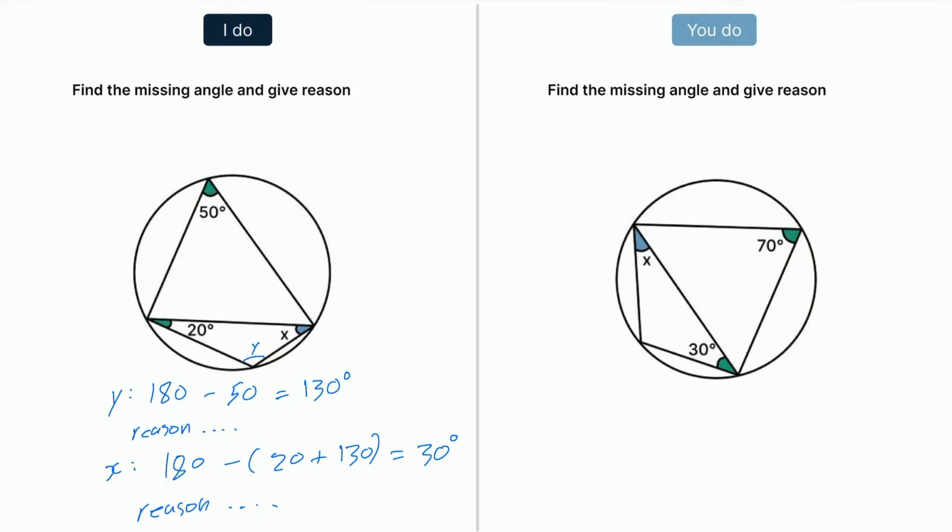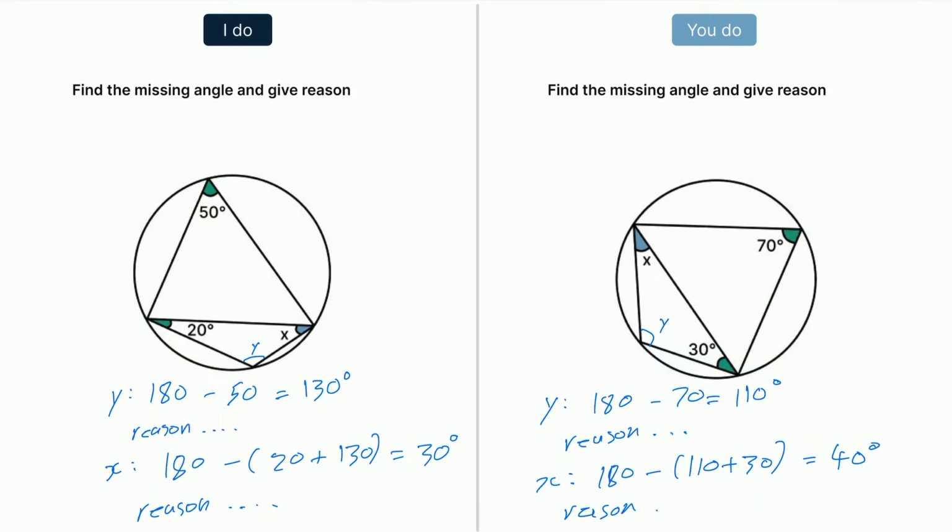So again, hopefully you press pause and had a go. I can just call this y, and then y would just be 180 take away 70, which is 110 degrees. And then again, please state your reason. Opposite angles in a cyclical quadrilateral add up to 180. X is going to be 180 take away 110 plus 30, which is 140, which gives you 40 degrees. And again, please state your reason.